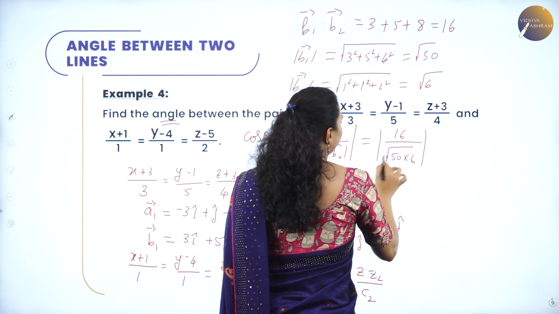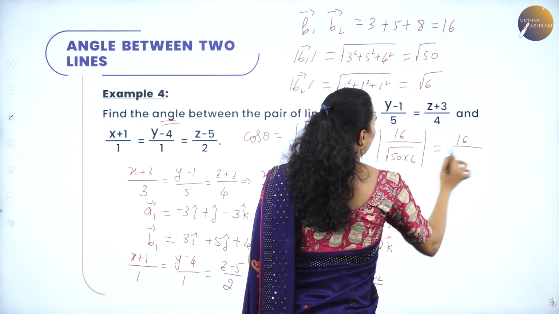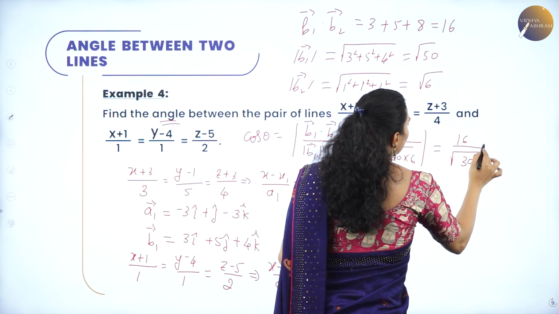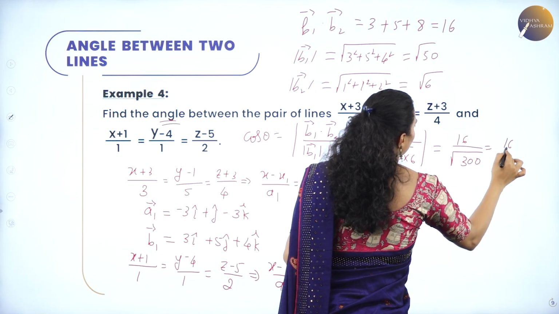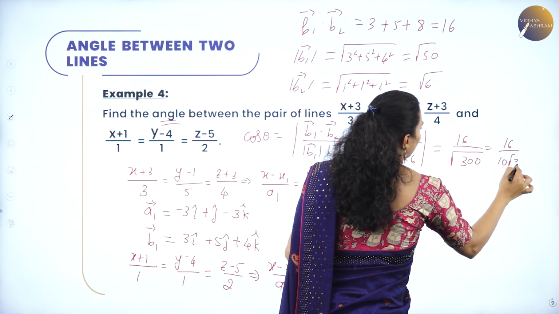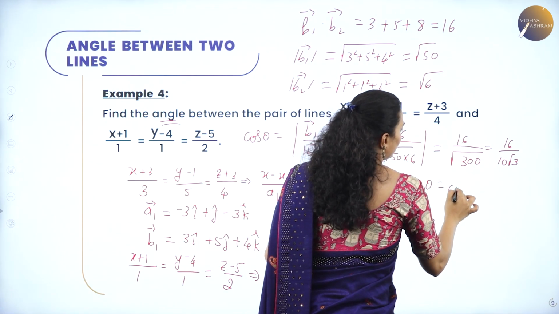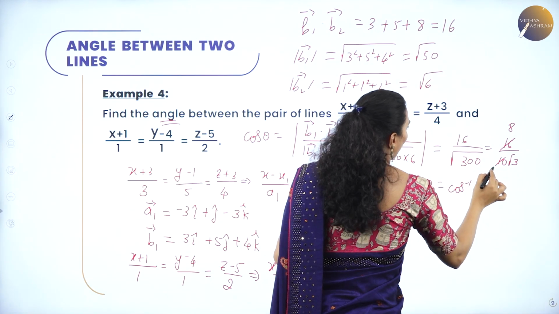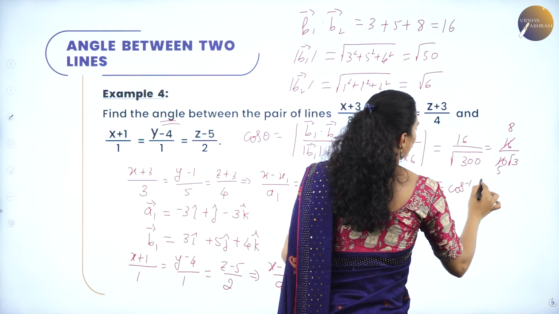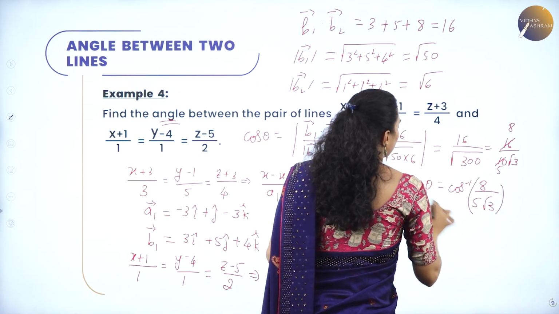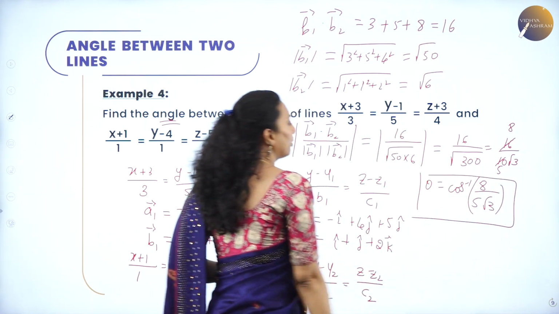Directly I am writing, so 16 divided by, 6 5s are 30, under the root 300, which can be written as 16 divided by 100 into 3 is 300, 10 root 3. So theta will be is equal to cos inverse of, this will go with 8, 2 8s are 16, 2 5s are 10. So 8 divided by 5 root 3 is your answer. So that is how the angle you are going to find out.